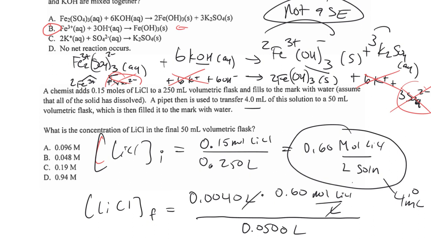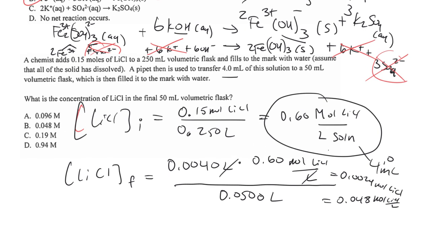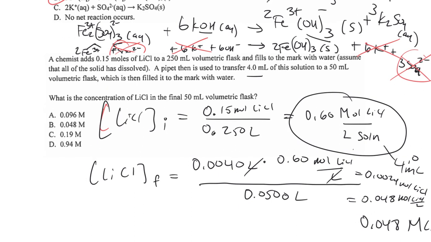So I take 0.004, so 4 milliliters converted to liters, times 0.6 moles per liter. That gives me 0.00 moles of lithium chloride. So I take that number of moles of lithium chloride and divide it by 0.05 liters. When I divide by 0.05, I get 0.048 moles of lithium chloride per liter of that solution. And that's capital M. For answer B.